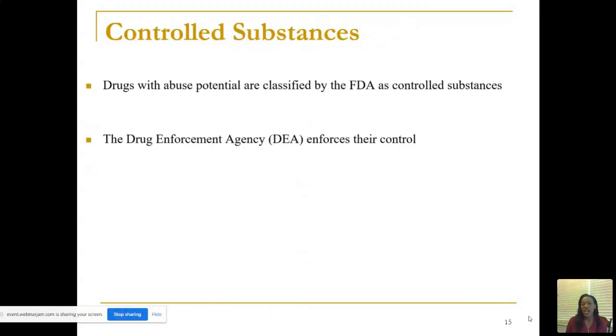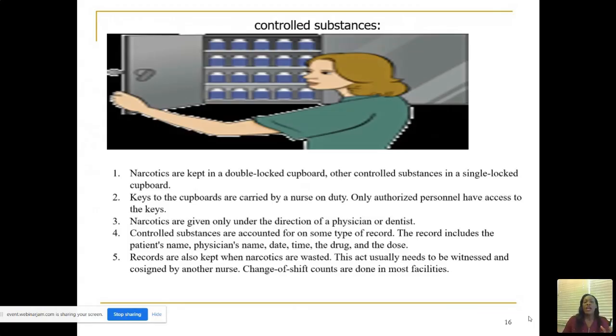Controlled substances. A couple of questions about you understanding controlled substances. So every drug has to be approved by the FDA. You can't just give something that's not approved by the FDA, not in this country anyway. So the DEA enforces the control portion of that. So anything that's considered a controlled substance, all of your narcotics, all of those medications, there's rules for them. Number one, they have to be kept in a double, 2 locked cupboard.